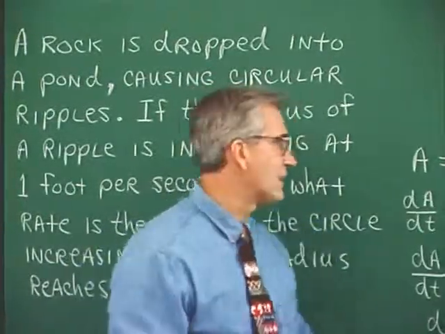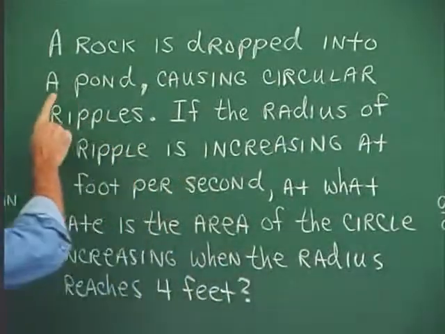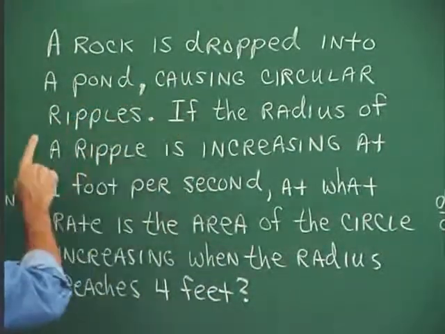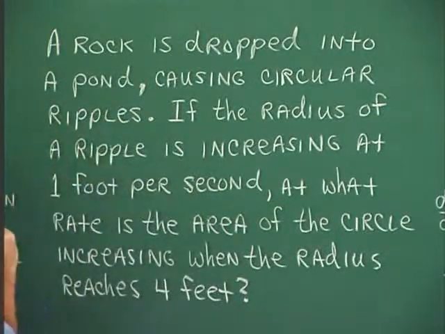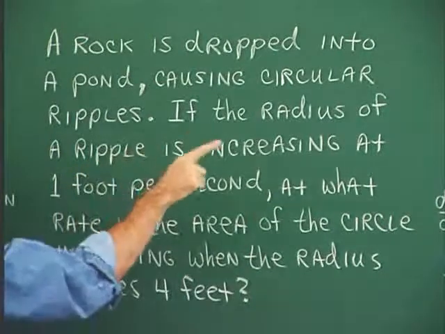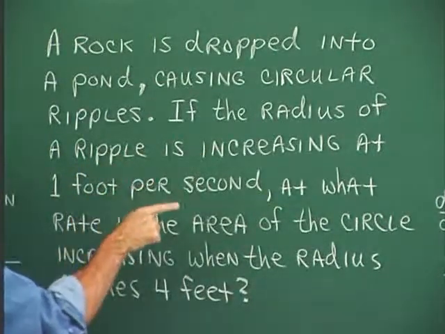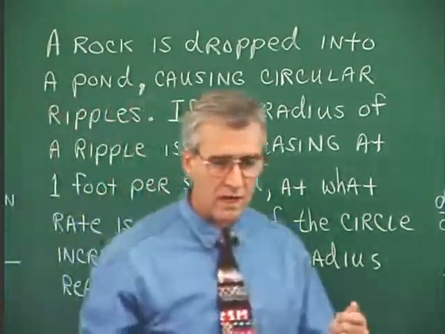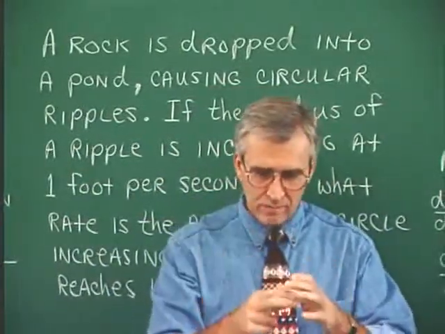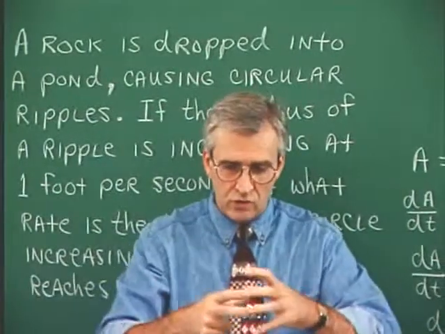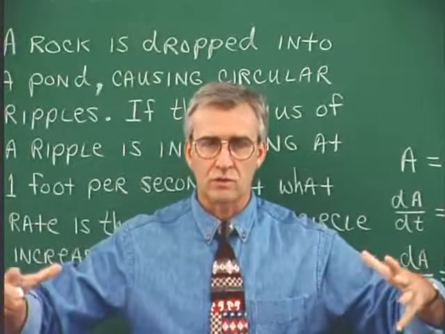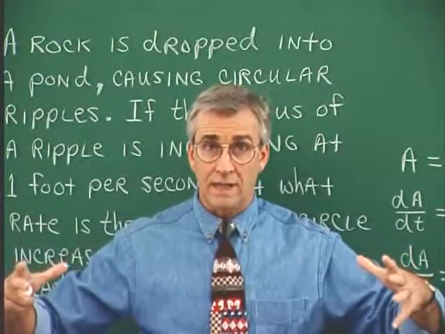Take this problem as an example. A rock is dropped into a pond, causing circular ripples. If the radius of a ripple is increasing at 1 foot per second. Now let's stop right there and talk about that. A rock is dropped into a pond, a splash is made, and here goes a ripple. It's a circular ripple that's coming out, going out from the center at a certain rate. All right, that's what we're talking about here.